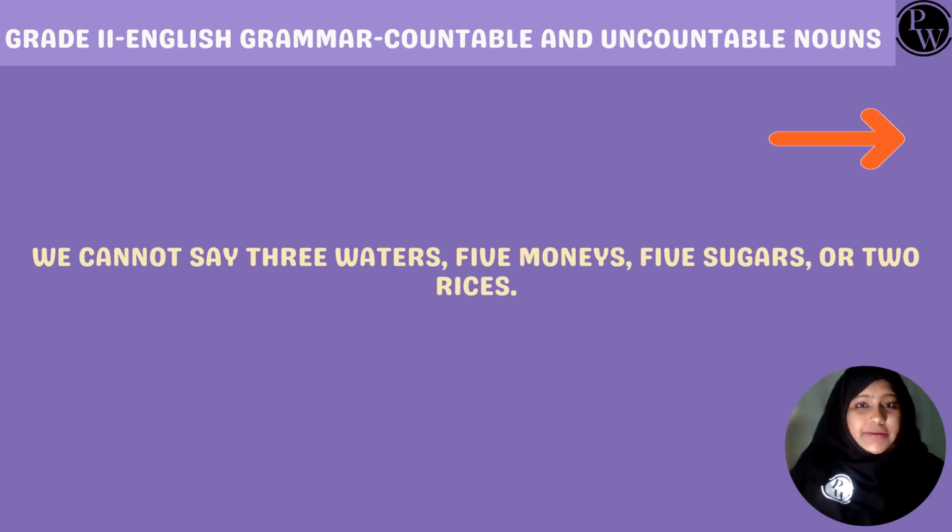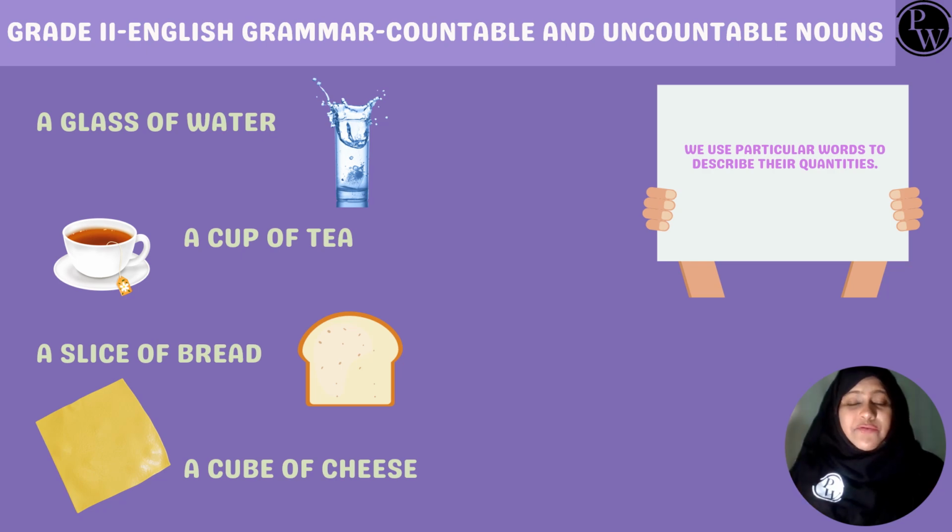Good catch. Let's check out some phrases that help us talk about quantities. We say a glass of water, not a glass of waters. The next one is a cup of tea, not a cup of teas. Then we have a slice of bread, not a slice of breads. And finally, a cube of cheese, not a cube of cheeses.